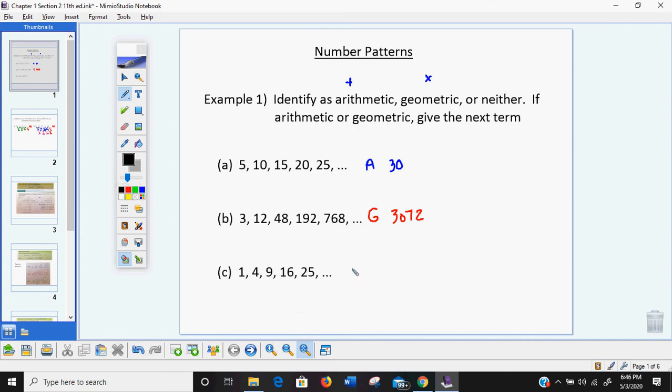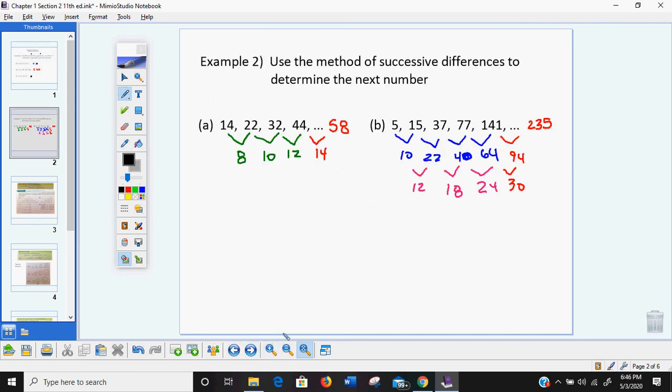Now there is a way to figure these out sometimes. We're going to do that in the next example. It's called using the method of successive differences. So if you can't get it right away, then you try and figure it out based on a pattern.